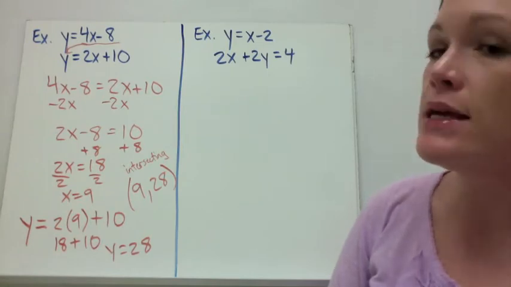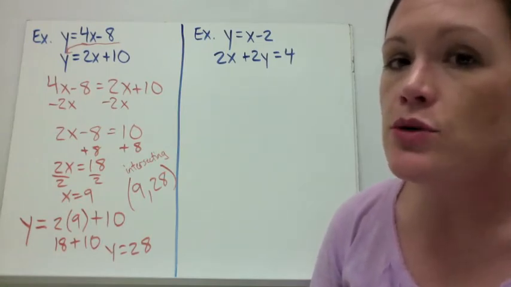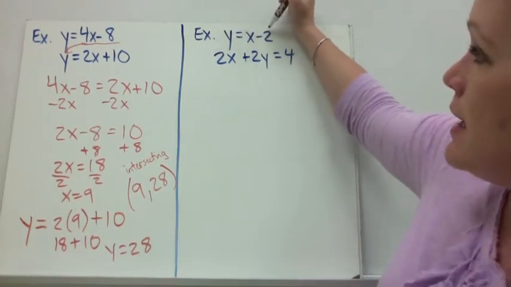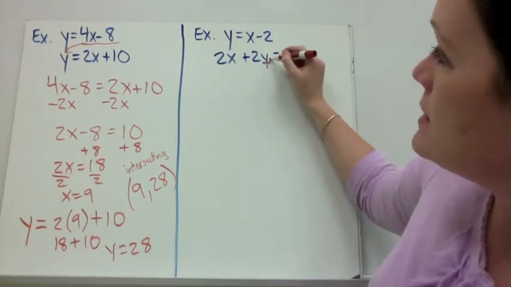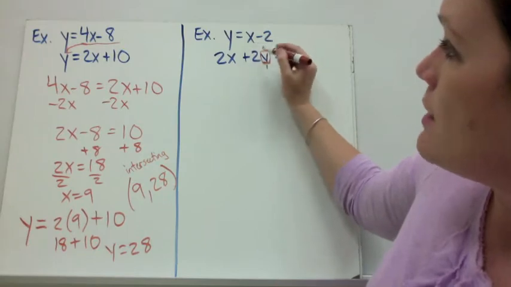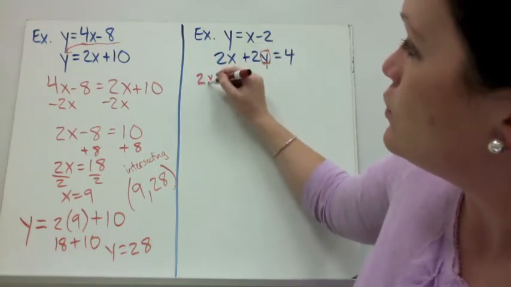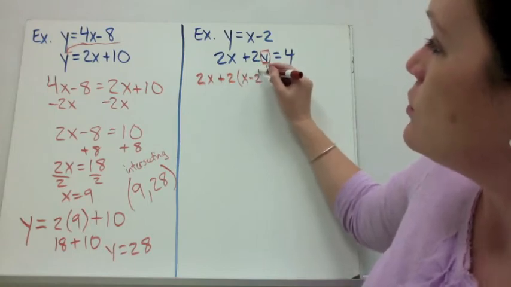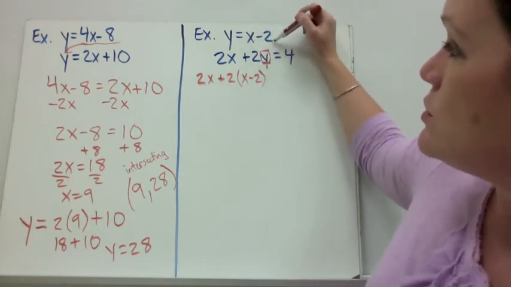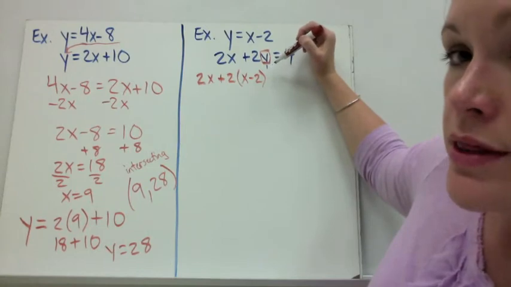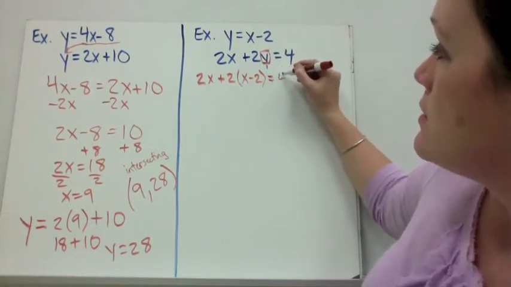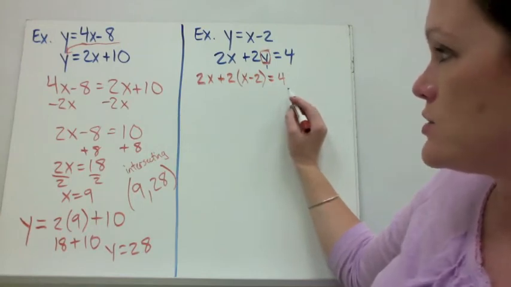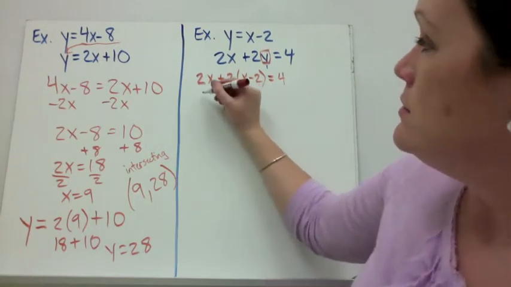Here I have y equals x minus 2 and 2x plus 2y equals 4. So you have y equals x minus 2. You can replace this y with x minus 2. So let's do that: 2x plus 2 times x minus 2. Because if y is equal to that, I can replace it with that. That's the way this works. So see, now I have all x's. I can solve for x.